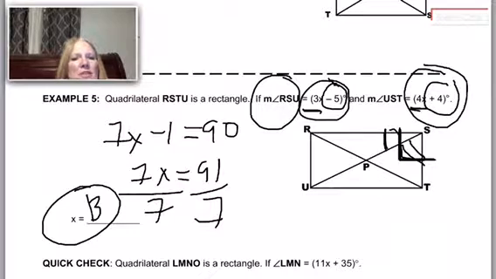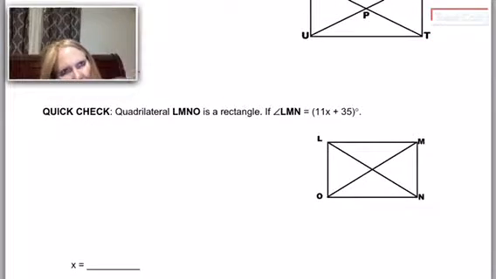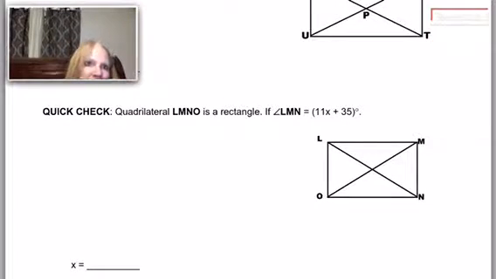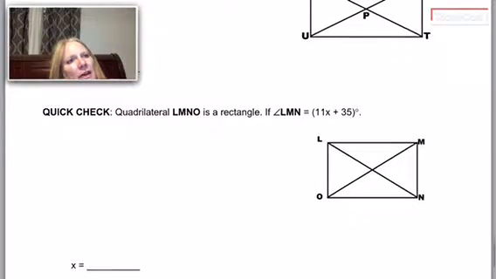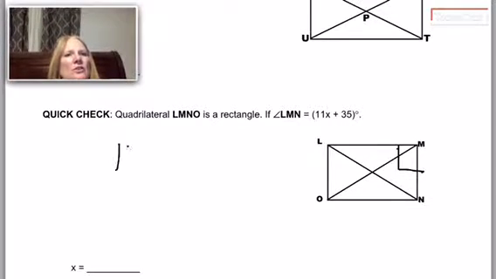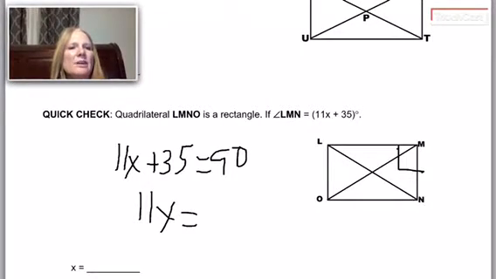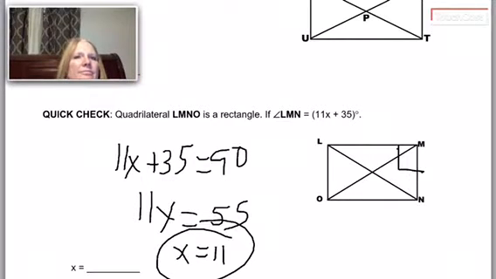So the last problem is this quick check. So go ahead and see if you can set it up yourself. Hopefully you saw that LMN is a right angle. It's a rectangle, so that's a right angle. So you're just going to put 11x plus 35 equal to 90. If we subtract 35, we get 55. And so x is equal to 11. All right, so those are the properties of rectangles.